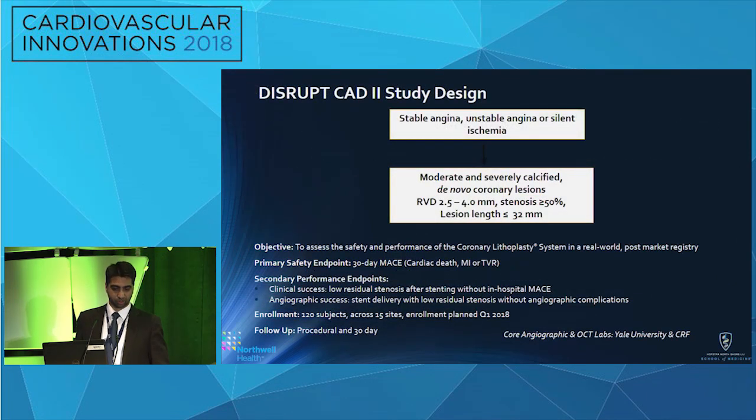There's a Disrupt CAD2 study, which is currently in its infancy, really looking at stable, unstable angina, silent ischemia, looking at moderate to severe calcified lesions, and looking for lesion lengths less than 32 millimeters. And the really objective is to assess the safety and performance of this lithotripsy in a real-world registry, looking for 120 patients across 15 sites.